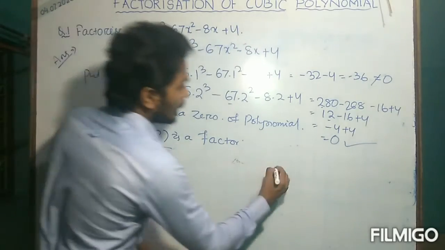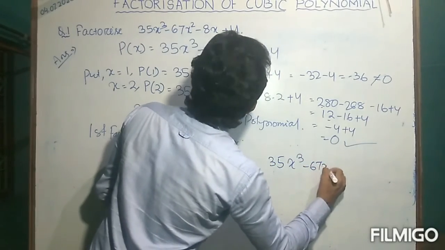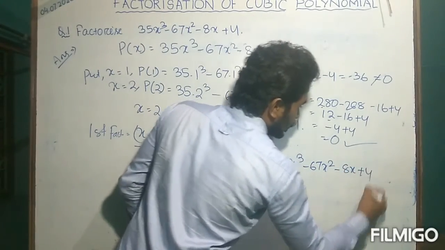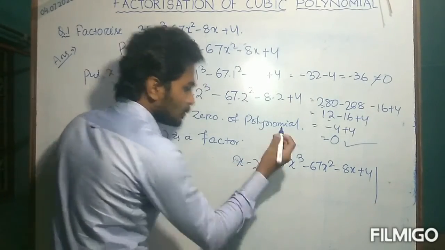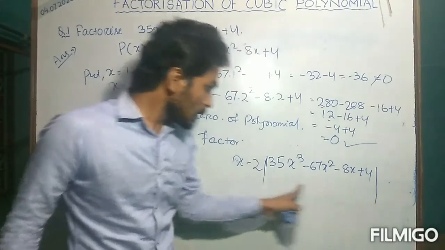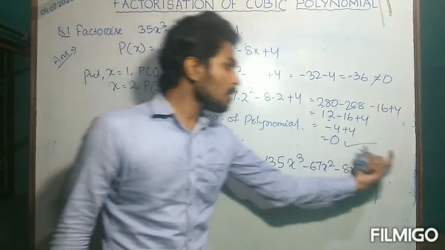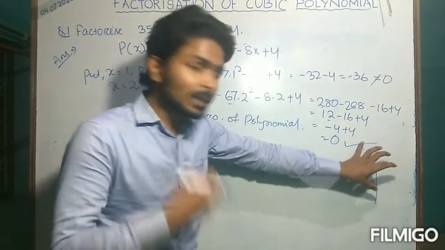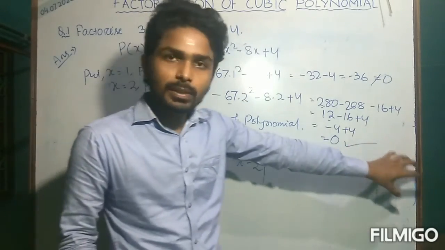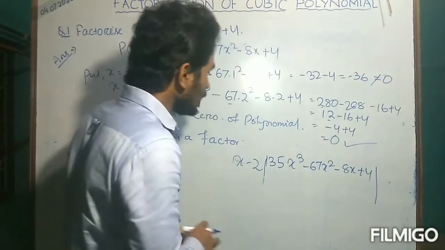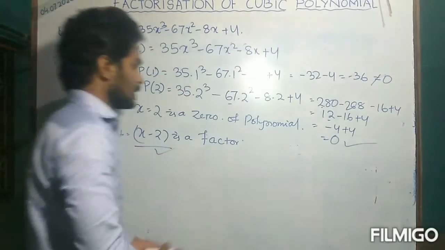Okay, that means this polynomial 35x cube minus 67x square minus 8x plus 4 is divided by the factor x minus 2. Since it is a factor of this cubic polynomial, it must give a remainder of 0 and give some quotient, and that quotient we need. We can use the division method to find the quotient or use another method. So let us use the second method.